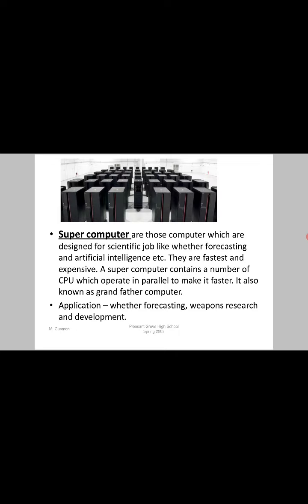The supercomputer contains a number of CPUs and terminals and users. Generally, a mainframe computer and a supercomputer have thousands of users, CPUs and terminals connected to the main computer, and generally they are connected in a parallel manner to make it faster for faster processing.